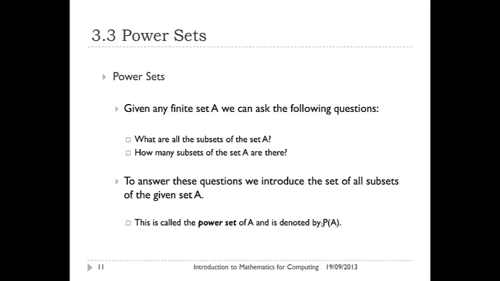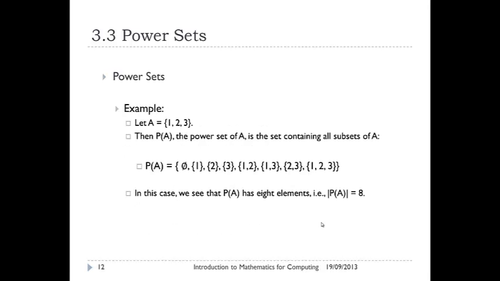So given any finite set A, we can ask the following questions. What are all the subsets of the set A? And how many subsets of the set A are there? To answer these questions, we introduce the set of all subsets of the given set A, and this is called the power set of A, denoted by P of A. Let's have a look at an example.